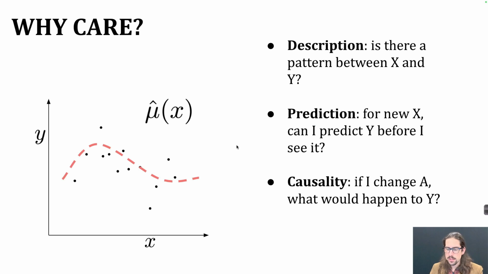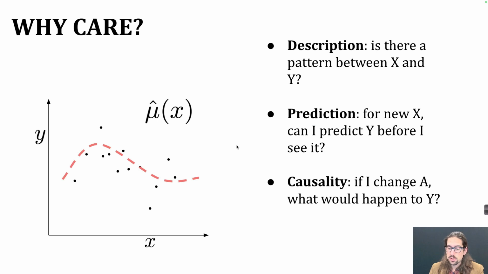Well, there's a couple of reasons, and they're all different. The first is just pure description. We might be interested in knowing, is there some kind of pattern between x and y? Vaguely, what's the shape of that relationship? For example, for what values of x do I expect y to be high? That's a fair thing to want to know about.